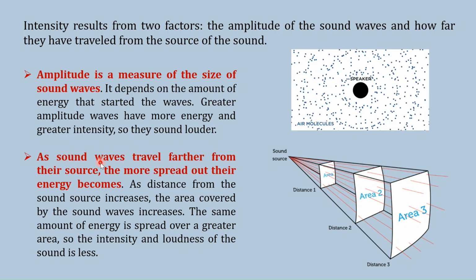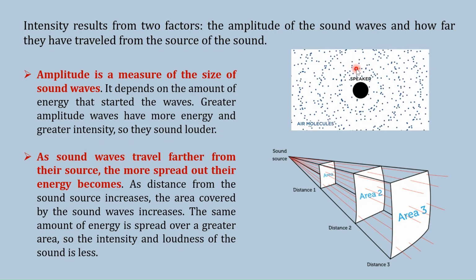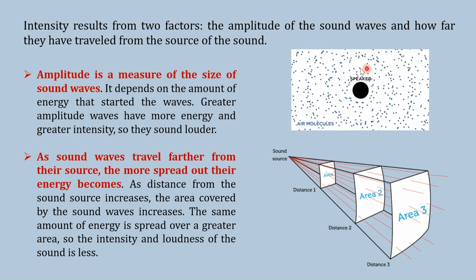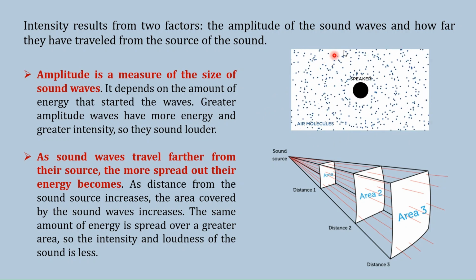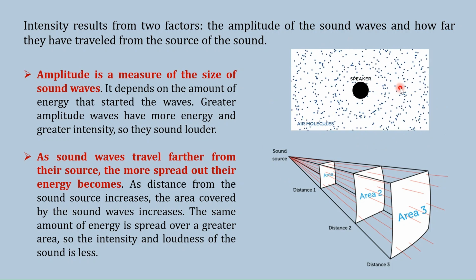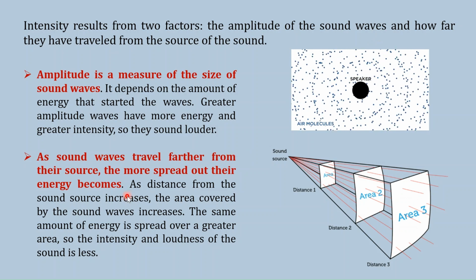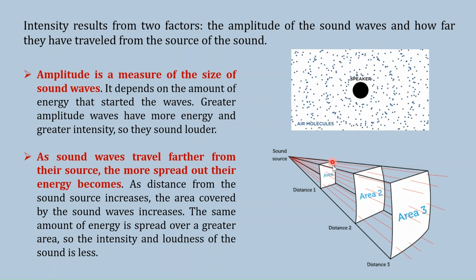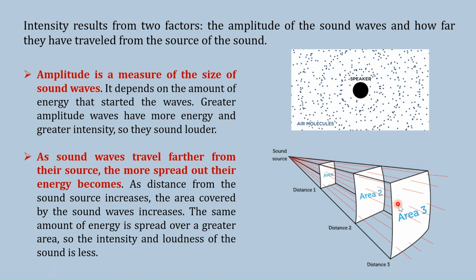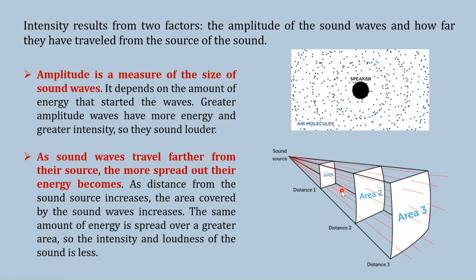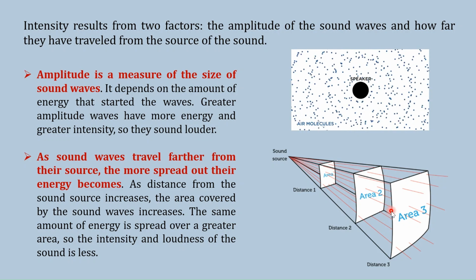And as the sound waves travel farther from their source, their energy becomes more spread out. So as we can see here, the vibration which is getting created, this compression and rarefaction, is getting spread in all directions. As the distance from the sound source increases, the area covered by the sound wave increases and the same amount of energy is spread over a greater area. Because of this, the intensity and the loudness of the sound decrease as the distance from the source increases.